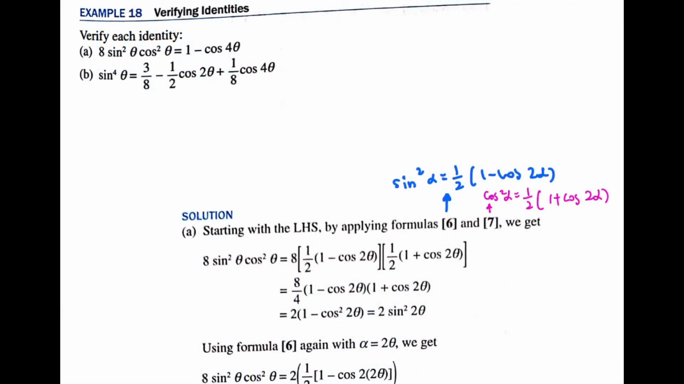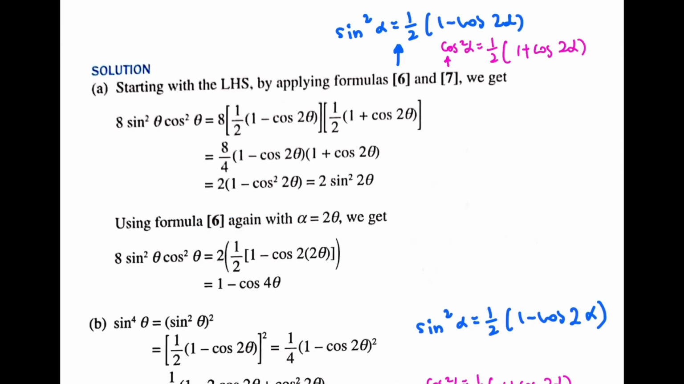Therefore, let's use whatever we have derived just now in order to solve example 18. Question A says: verify that 8 sine squared theta cos squared theta is equal to 1 minus cos 4 theta. Therefore, let us solve this by using the identity that we have got earlier. The formula says first you have sine squared theta, so let's open up the value for sine squared theta.